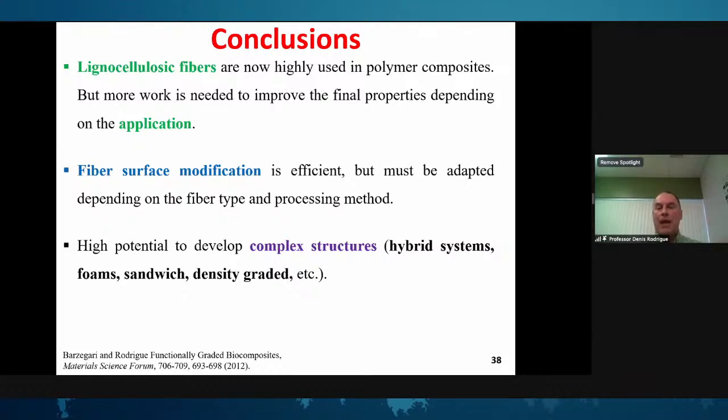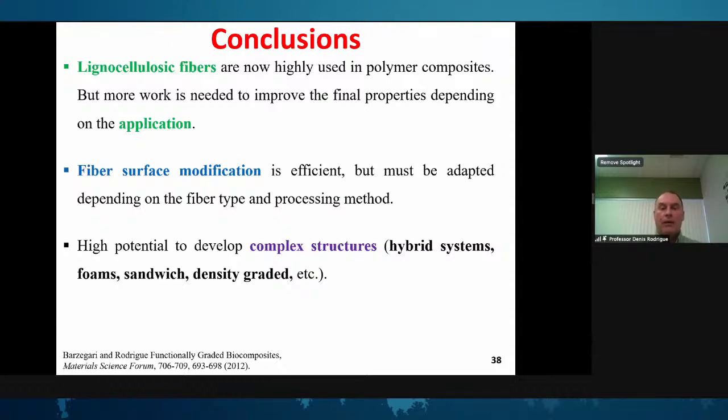Like I say, not only mechanical properties, we can look at other properties, but it would be similar. But there is, let's say, a high potential to develop other types of matrices and also complex structures. And this is actually what we are doing in our case. So hybrid systems, how you can blend different types of reinforcement. Foam systems, to try to reduce the weight. Sandwich systems with different layers, again, to maximize the strength over weight ratio.